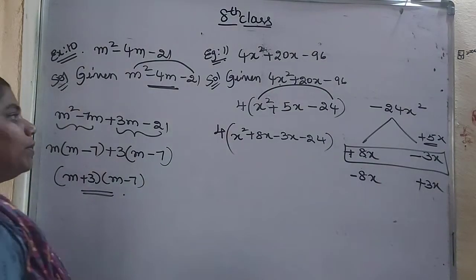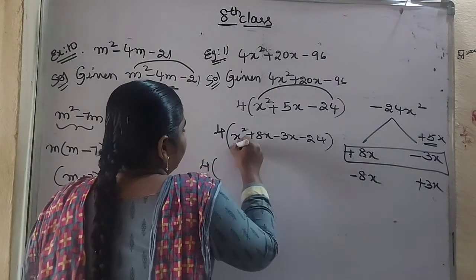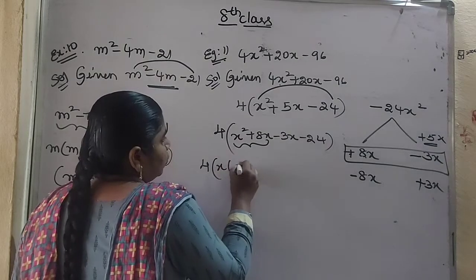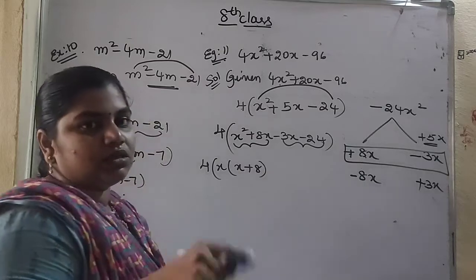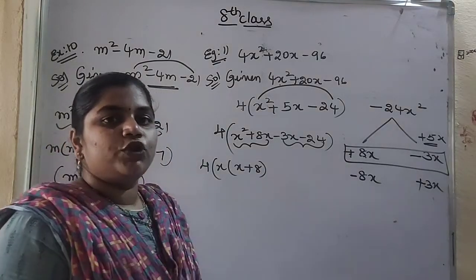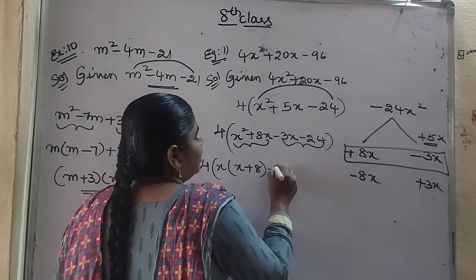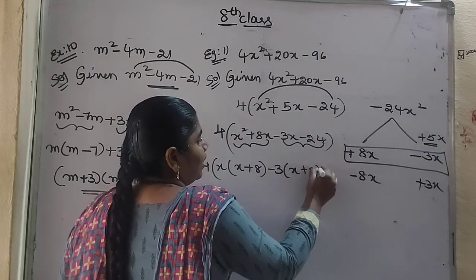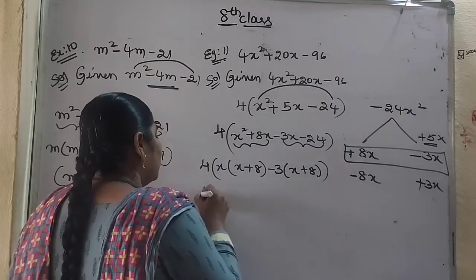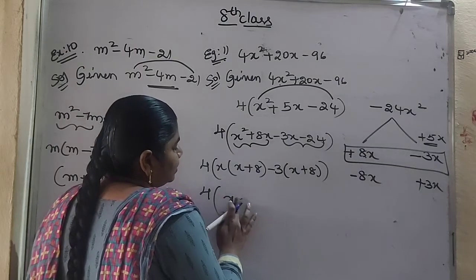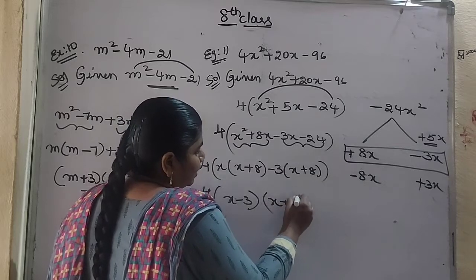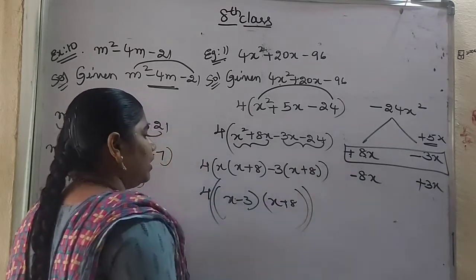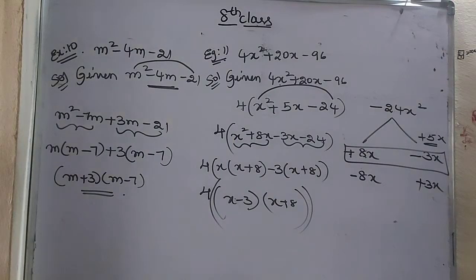Now we have to take out the common values. So 4 as it is. From these two, x is common, so x plus 8 is remaining. From these two, 3 will be common because 3 is a multiple of 3 and 24 is also a multiple of 3. So minus 3, x plus 8. So what are the factors now? The factors are x minus 3 is one factor and the other factor is x plus 8. So these are the factors of the given expression. So this is our example number 11.